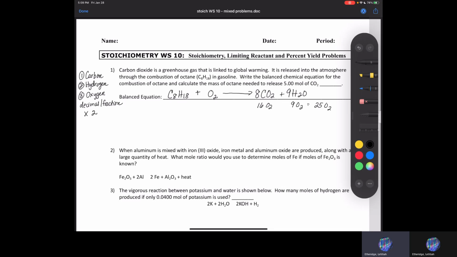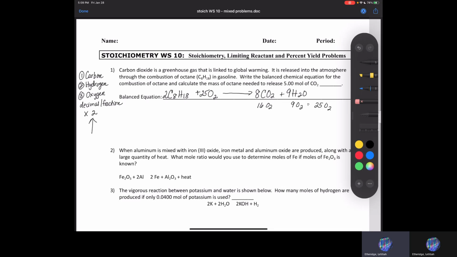All right. So obviously 25 is going to be an odd number and does not evenly divide. So if I were to write my coefficient, it'd be 25 over 2. Now, once again, remember the last rule. If we have a decimal or fraction, we need to multiply all of our coefficients by 2. So I'm going to take my coefficient for my octane, which is 1, and multiply that by 2. Then I'm going to take my coefficient for my oxygen and multiply that by 2, and I'm going to end up with 25.